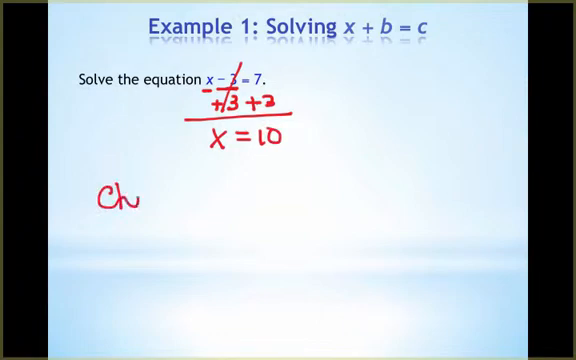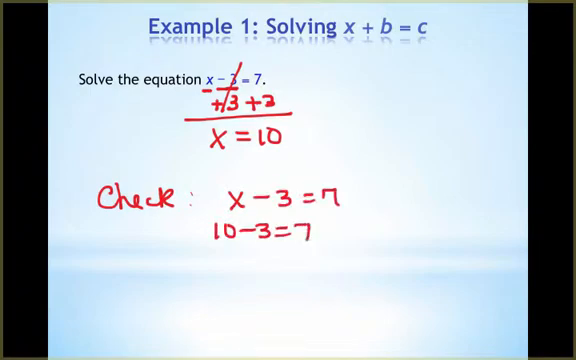Now if I check it, I would go back to my original equation and let x be 10. And I get 7 equals 7, which is true. So I know I have the correct solution. Now, we'll not spend time checking all of our solutions on the video, but you should take time to check your solutions to make sure that you are correct.